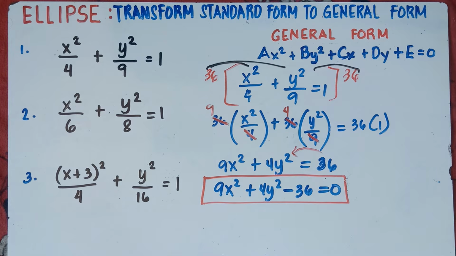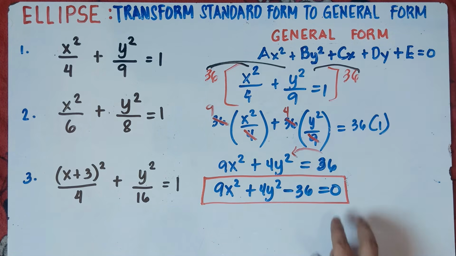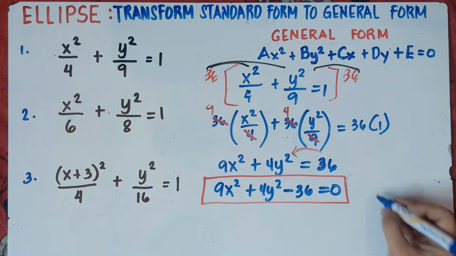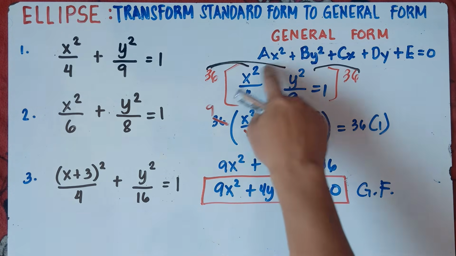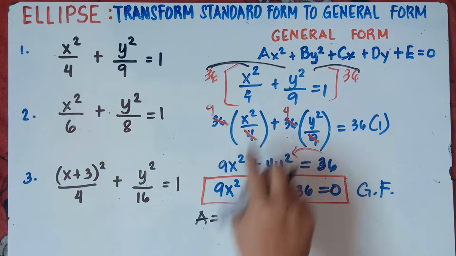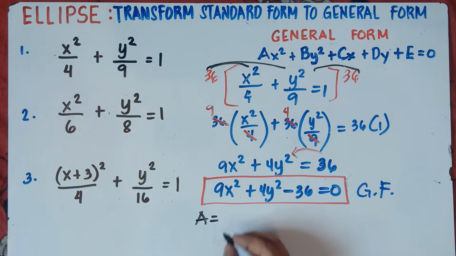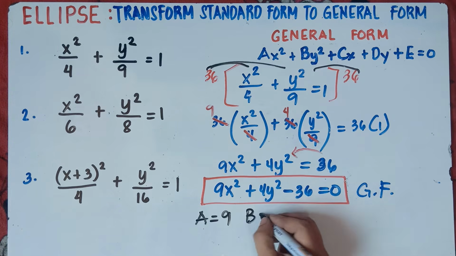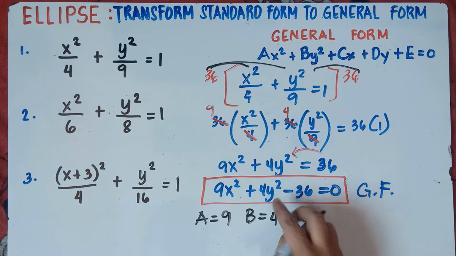Now, if the teacher asks you to find the value of A, B, C, D, and E, this is already the general form. Our A, class, is beside x squared. Check the equation, class. Our A is beside x squared, so our A is 9. Our B is beside y squared, so our B is 4.